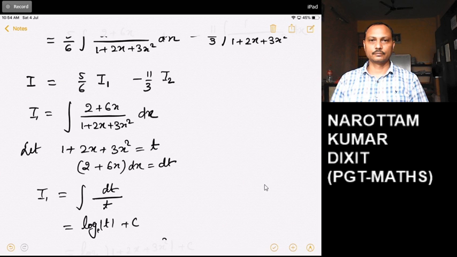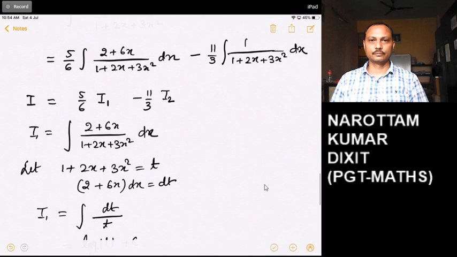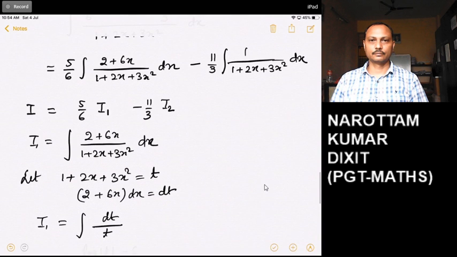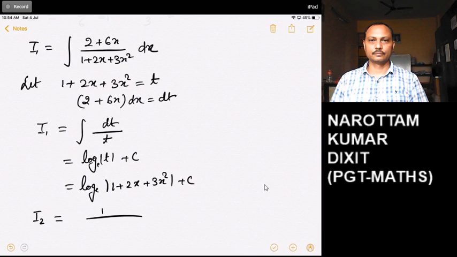Now to solve the value of I2, I2 is equal to the integration of 1 upon 1 plus 2x plus 3x square.